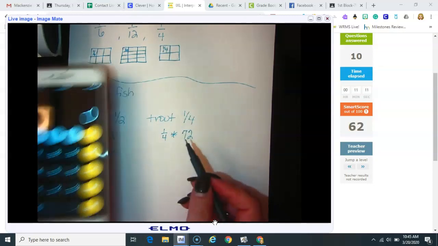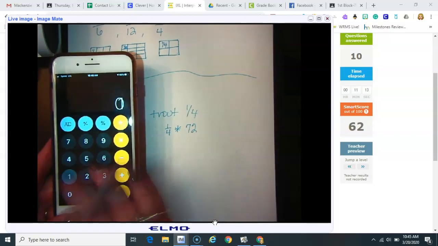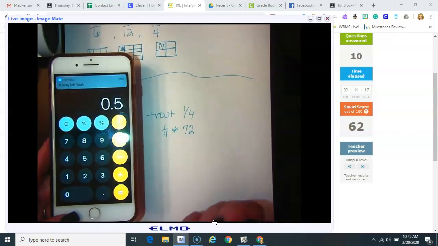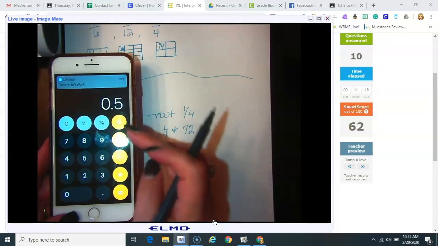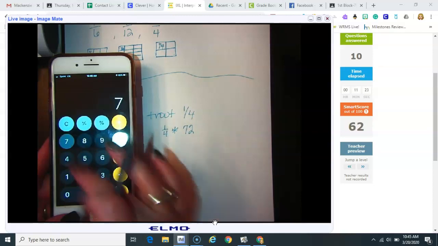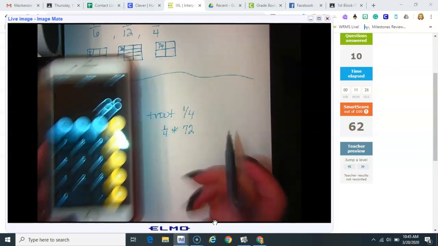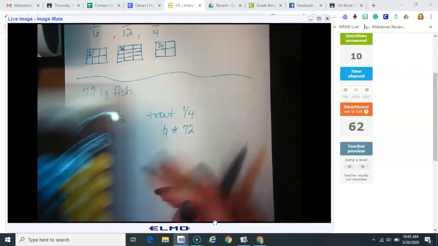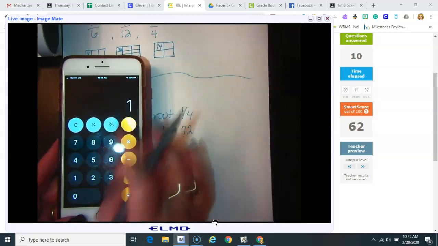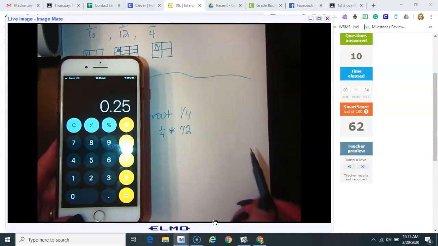And then, oh, I didn't show that. 1 divided by 2, and I get 0.5. I can leave that there. Times 72. And I got 36. So there's 36 pike. Trout is 1/4, so 1 divided by 4, and you get 25 hundredths.